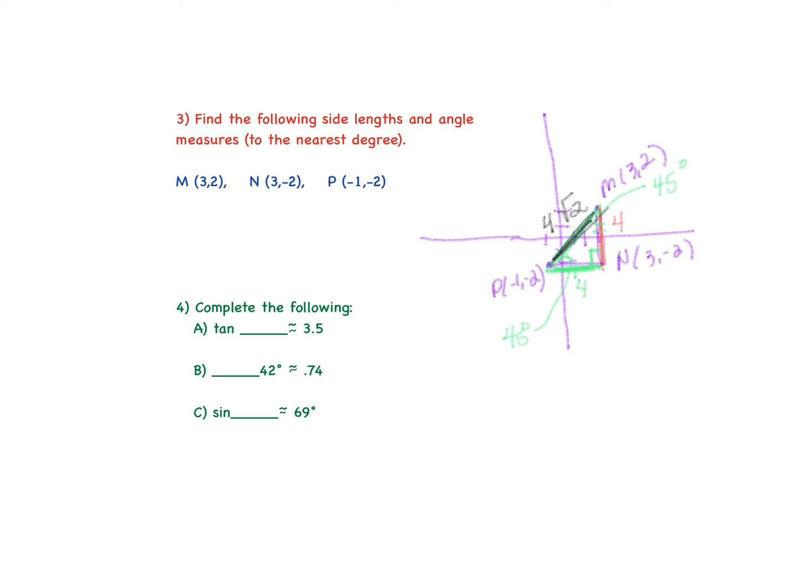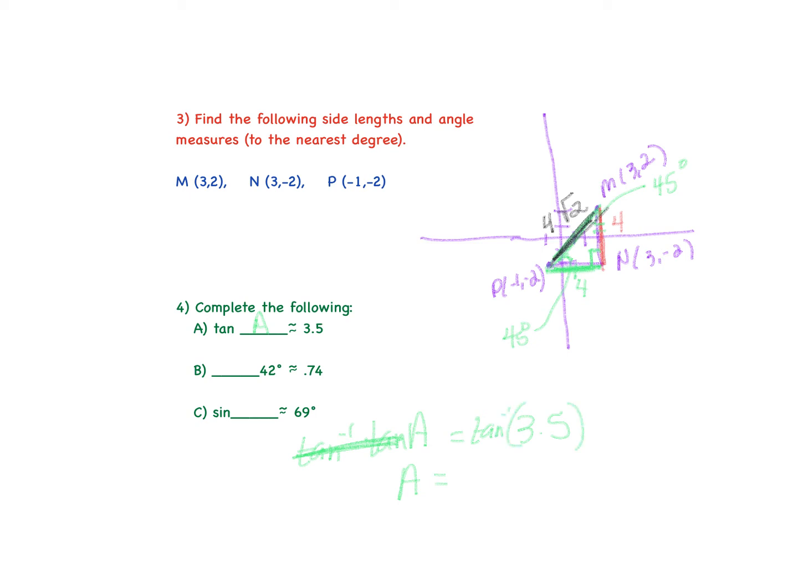All right, let's look down here at number 4. It says complete these statements. So the tangent of what angle is 3.5? Well, basically what I'm looking for is some angle A, where tangent of A equals 3.5. So remember, how do we get rid of that? I can take the inverse tangent. Remember, the inverse tangent, I'm looking for an angle. The inverse tangent cancels that out and leaves me with just the angle. And then I have to do that to both sides.